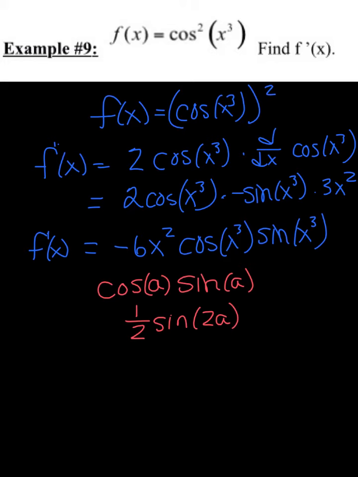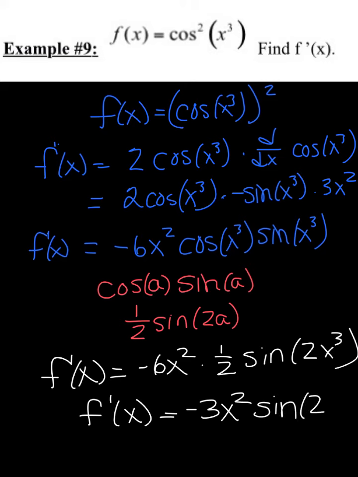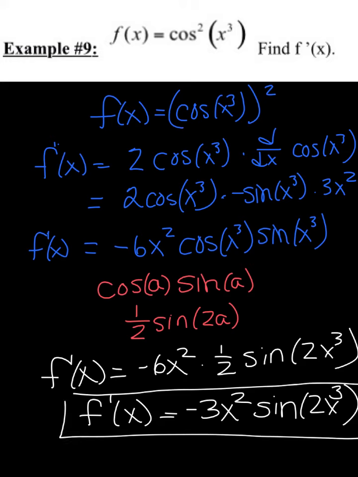So I can rewrite this cosine x cubed sine x cubed as 1/2 sine 2x cubed. So that gives me f prime of x is equal to negative 6x squared times 1/2 sine 2x cubed. So I can simplify this all the way down to negative 3x squared sine 2x cubed. That is a nice derivative.